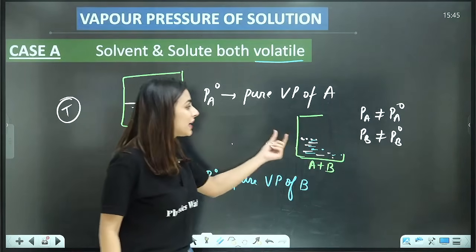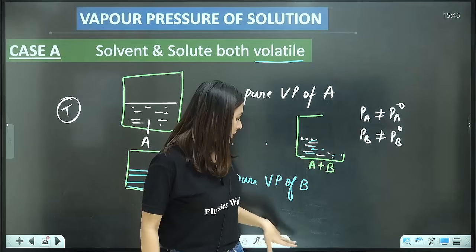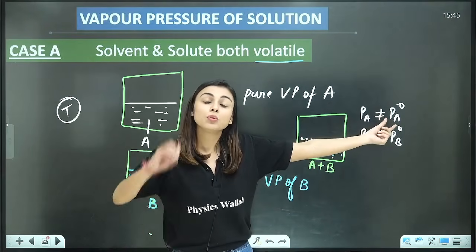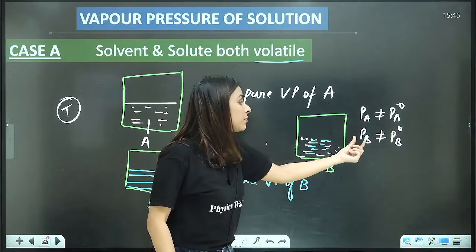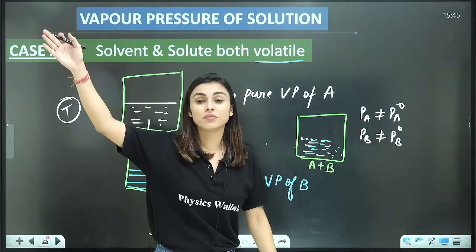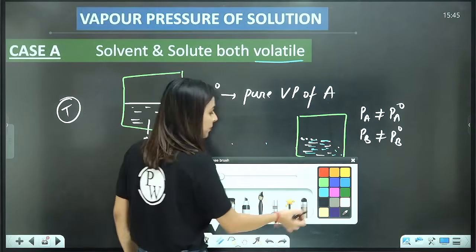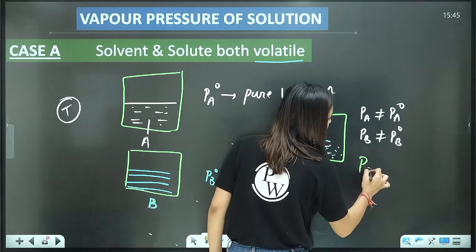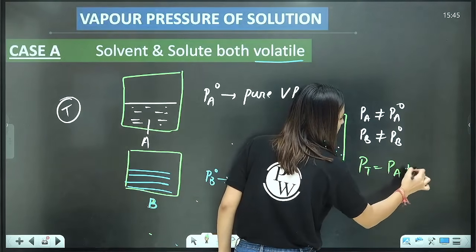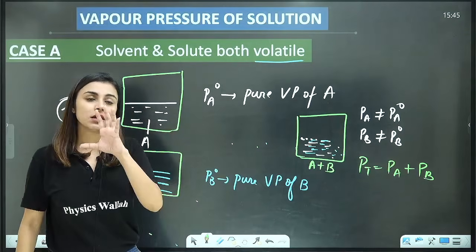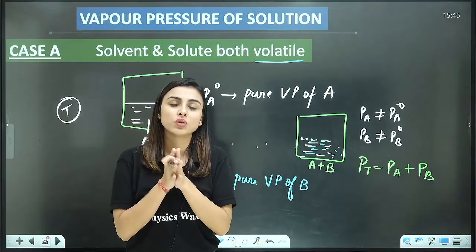That is the reason, my dear students, that PA cannot be equal to the pure vapor pressure of A, and PB cannot be equal to the pure vapor pressure of B. And total vapor pressure here would be equal to PA plus PB. This is the basic idea of how we calculate the vapor pressures.